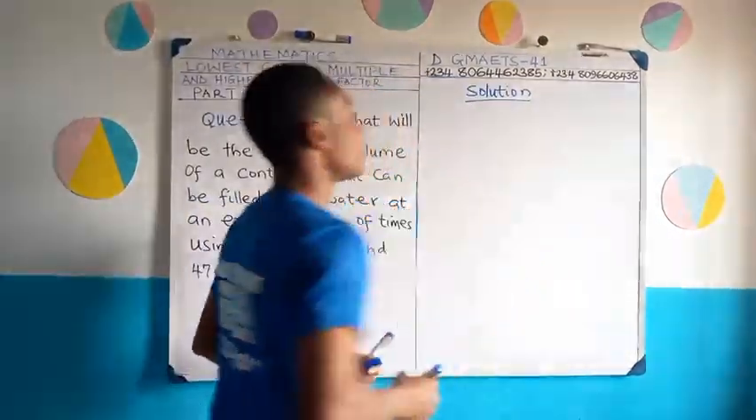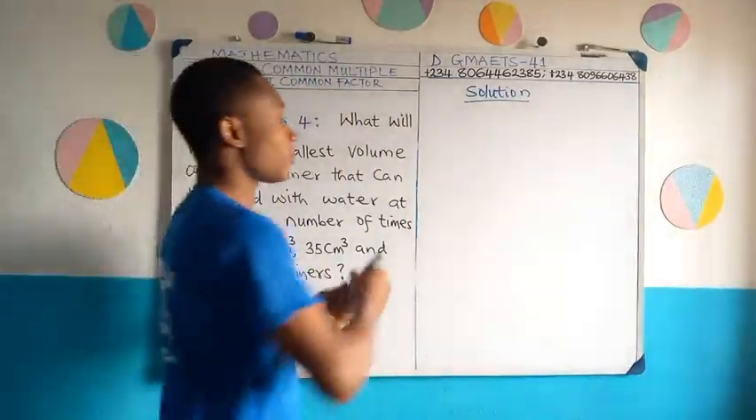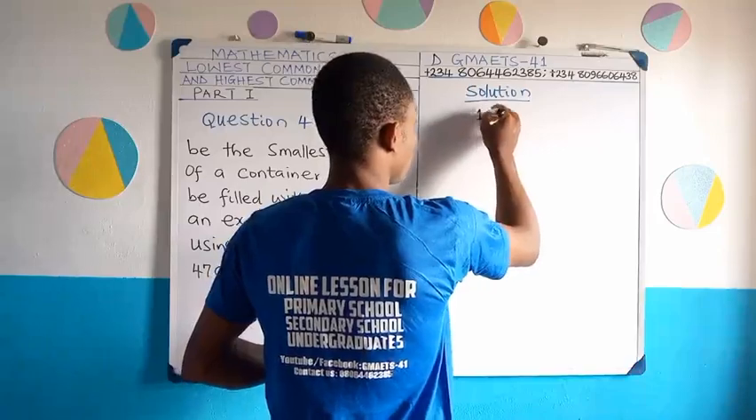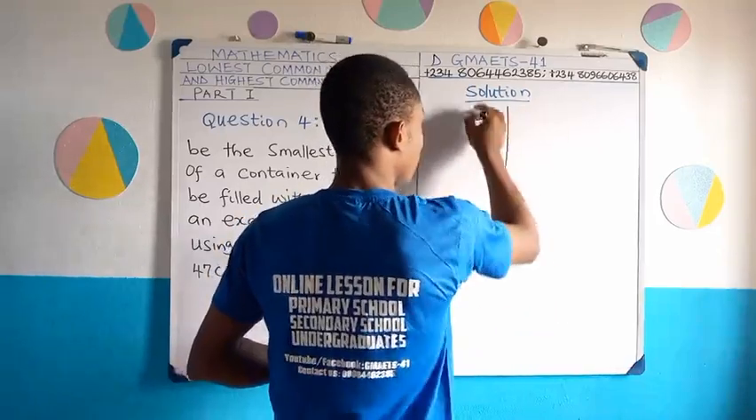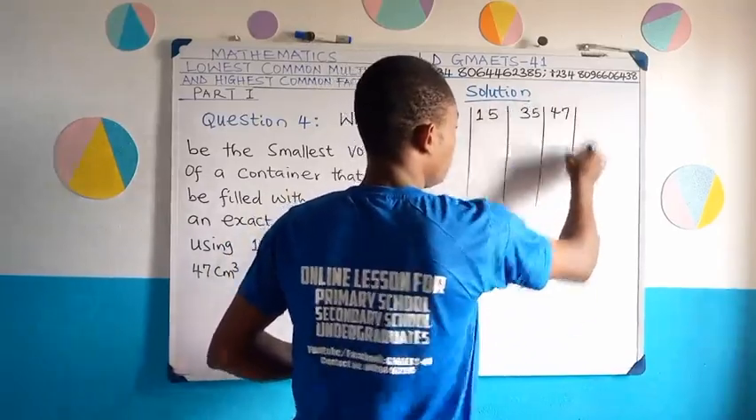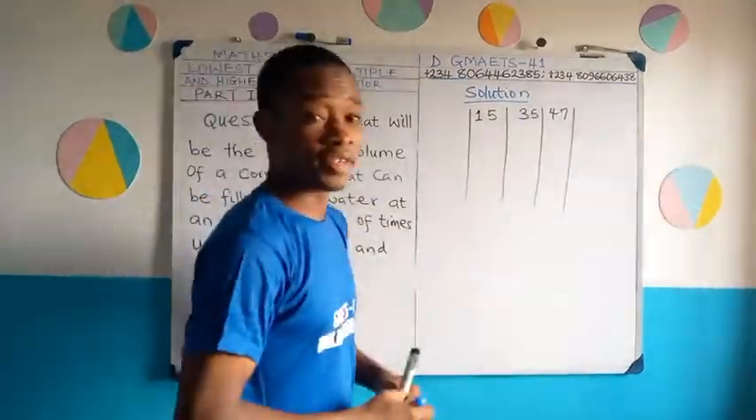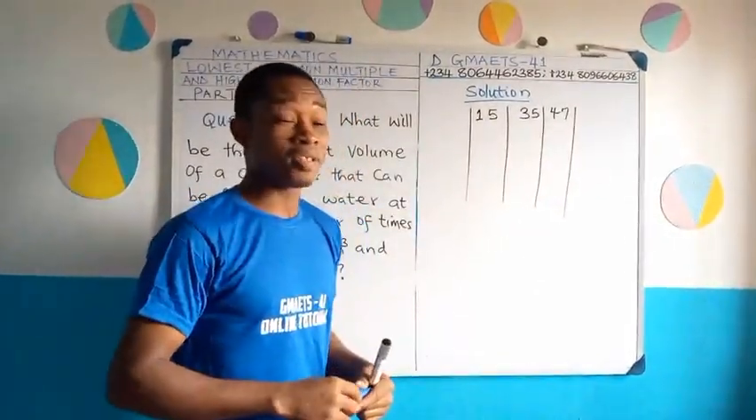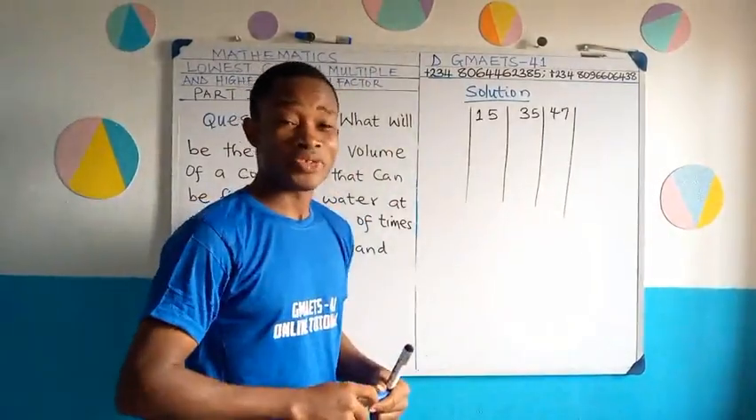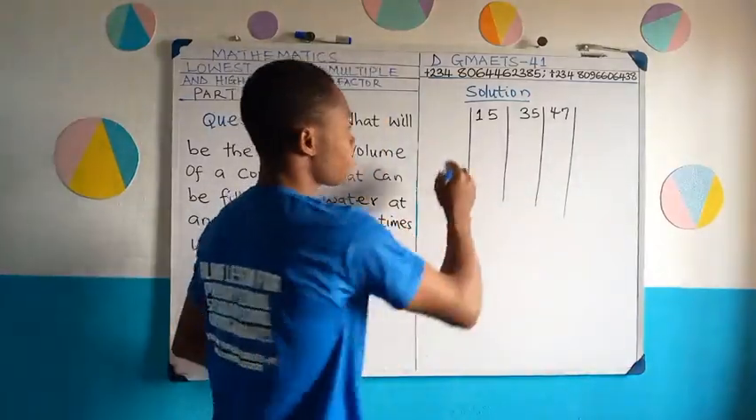Solution. I'm going to bring out 15, 35, and 47. So 3 columns: 15, 35, and 47. Okay, let's see how fast we can be in doing the division. 2 cannot divide anything here. I believe you know the reason already. You can revisit and watch our previous video and question number 3, okay?